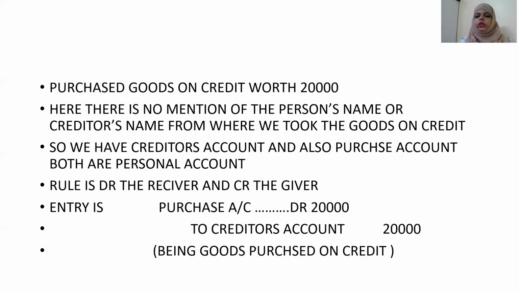So according to the rule, debit the receiver and credit the giver. So purchase account debited to creditor account. Why is the creditor account mentioned over here? Because there is no mention of the person from whom you took the credit. So we will mention only the creditor, the particular account which is the creditor account.